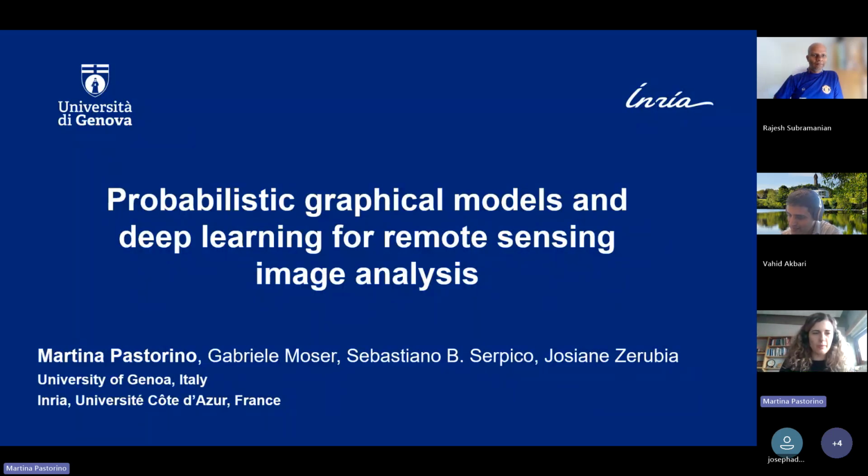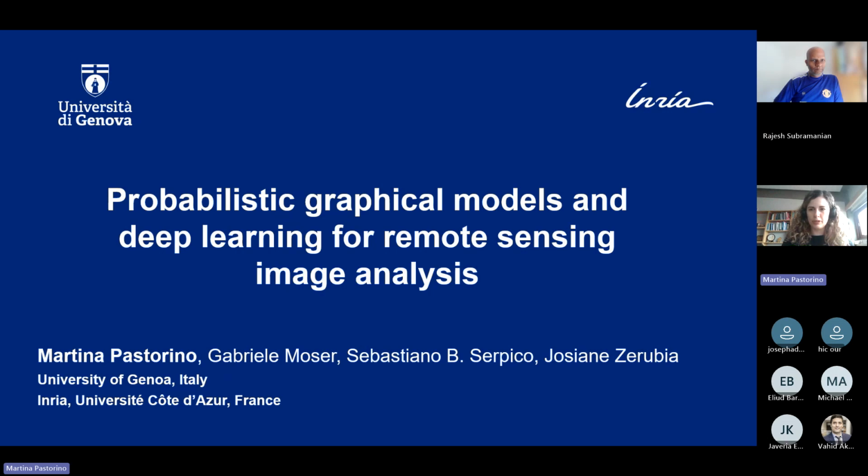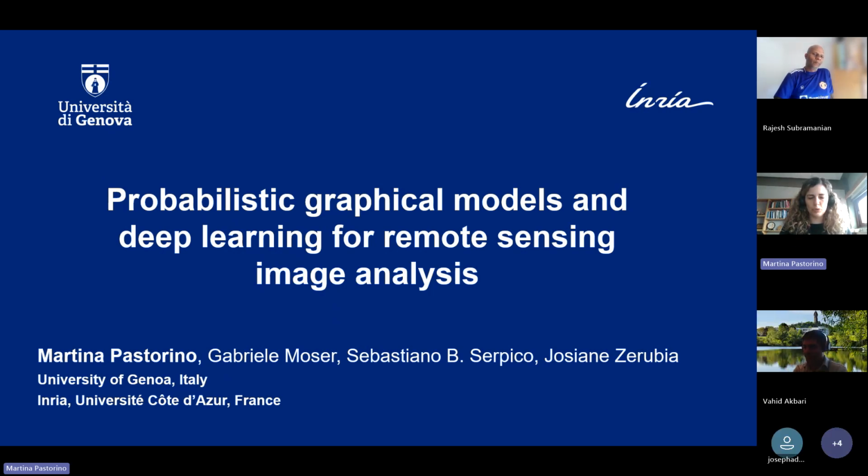I am Martina Pastorino. I am an assistant professor from the University of Genoa in Italy, and I'm going to talk about probabilistic graphical models and deep learning for remote sensing image analysis. This was the topic of my PhD that I carried out at the University of Genoa in collaboration with INRIA, Université Côte d'Azur in France. And previously, I was a student in telecommunication engineering in a master at IMT Atlantique in France and at the University of Genoa. So I carried out my research mainly in between Italy and France.